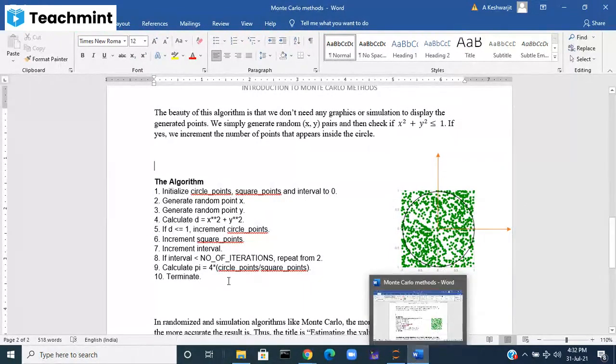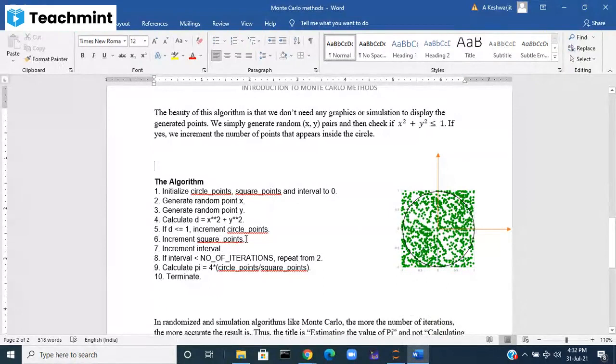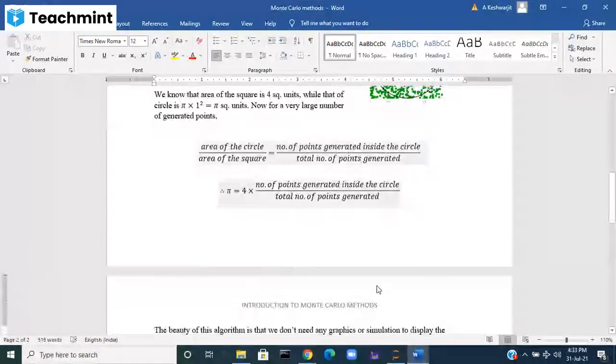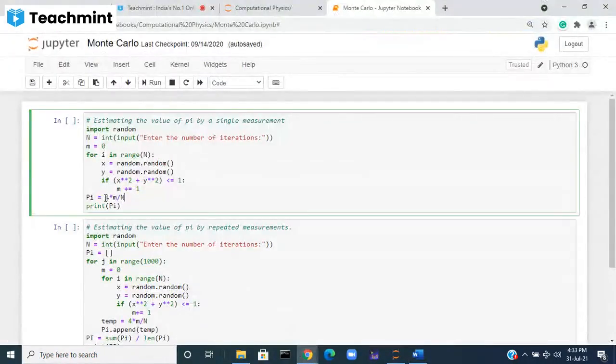So the number of points inside the square is equal to the number of iterations in our program. So we take the number of points inside the circle divided by the number of points generated, since all these generated points lie in the square. Then you multiply the result by 4, and that will give you an estimate of pi. Then we print that pi.